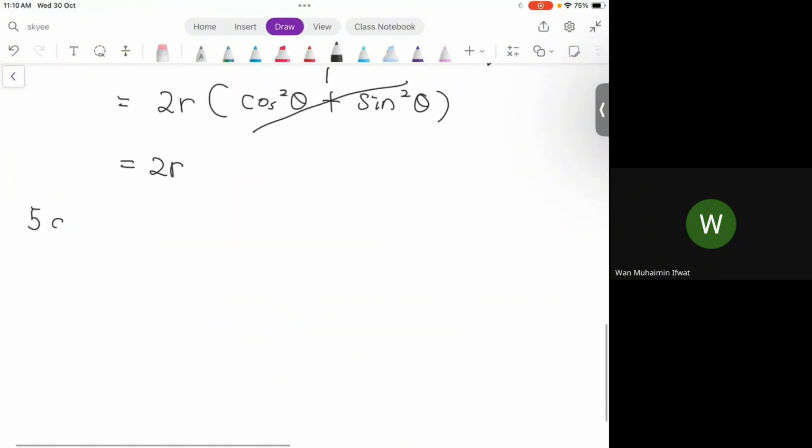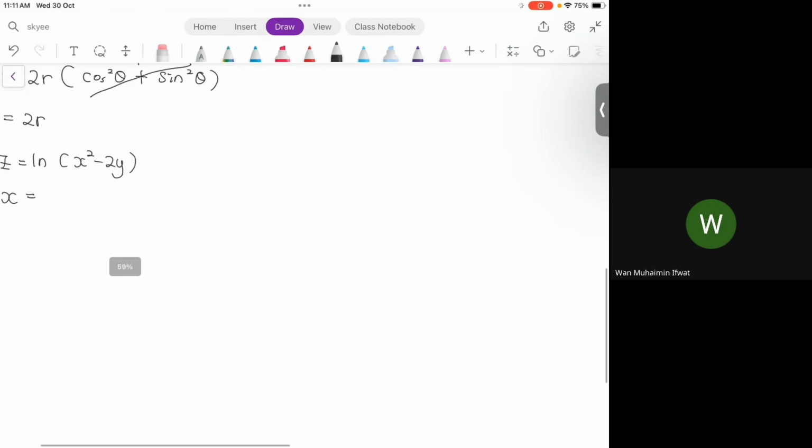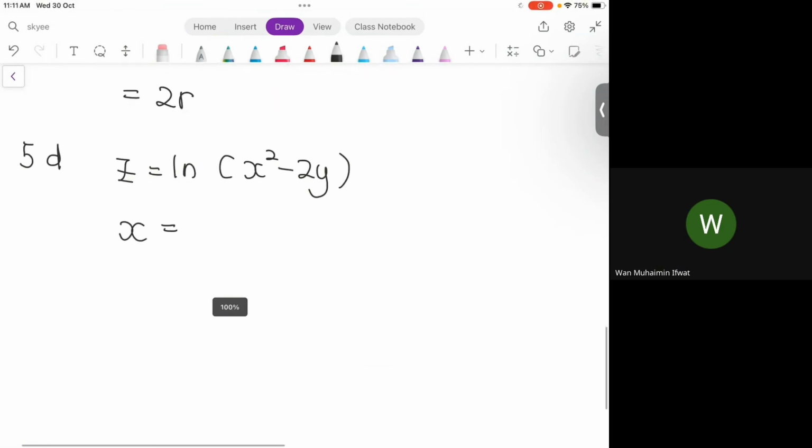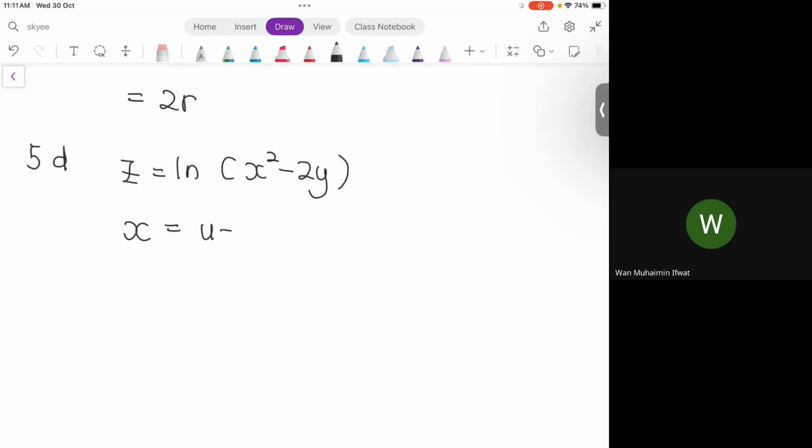So 5D, you have a main function which is z equals ln of x squared minus 2y. On the other hand, your x is represented by u plus v, and your y is represented by exponent v. So you write them out, and they want you to find del z del u.